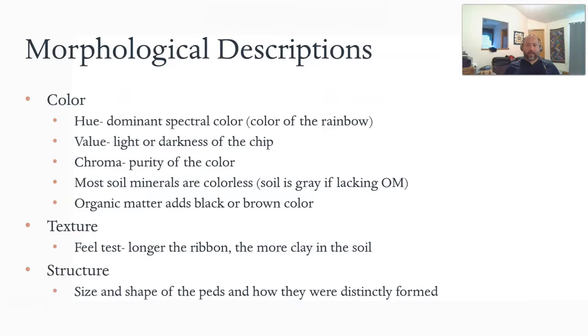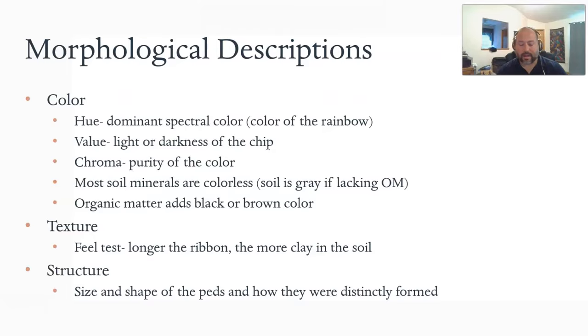So other ways that we're going to describe the soil or focus on describing a soil profile. We focus on the color. So using the Munsell color charts, that's the most common way of doing it. They focus on 3 values, which are the hue, the value, and the chroma. The hue is your dominant spectral color or your color of the rainbow, the ones that we focus on using in class.